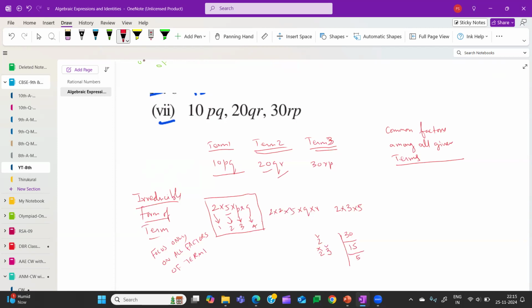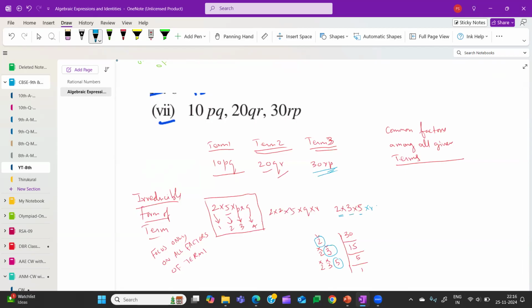Now 5, we need to consider whether it is divided by the smallest prime factor 2. No. Next, the smallest prime factor is 3. It is also not possible. Then 5. So 5 divided by 5 is 1. So when we are getting 1, we need to stop here. So the prime factors are 2 into 3 into 5. That's what we have written here. Then what we are writing here is R into P. Just see this, 30 RP you are seeing. 30 we have written as 2 into 3 into 5.